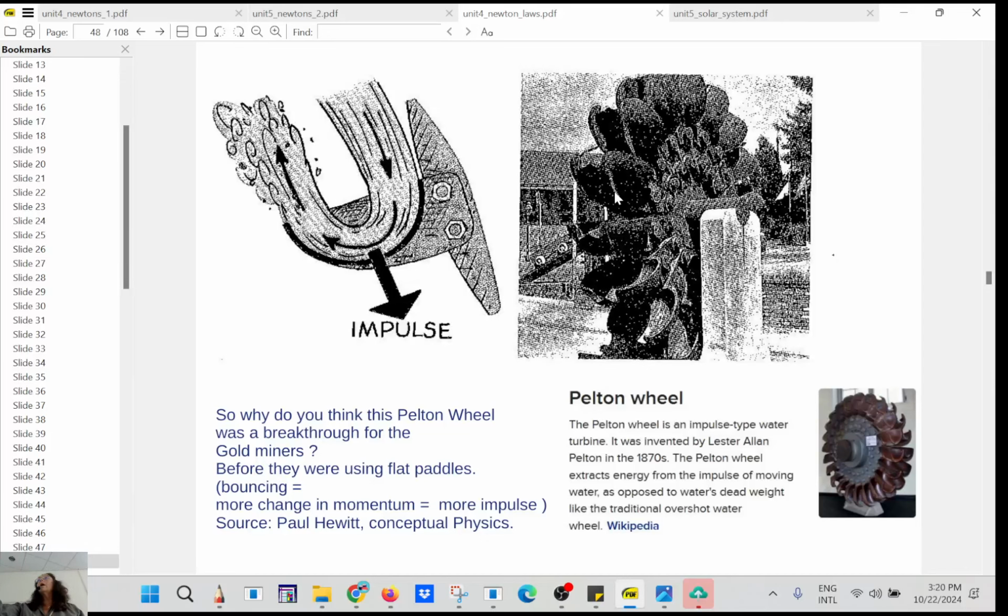And then he said, "Oh, I remember physics 2053. If I make the water bounce off, I'm going to provide more impulse, twice as much, and the wheel is going to spin twice as fast." Okay, so if something is bouncing off, it will provide more impulse, so you're going to get more change in momentum. And he made money like this because it was 1870 and he had a patent, right? So it was a revolution at the time during the gold rush.